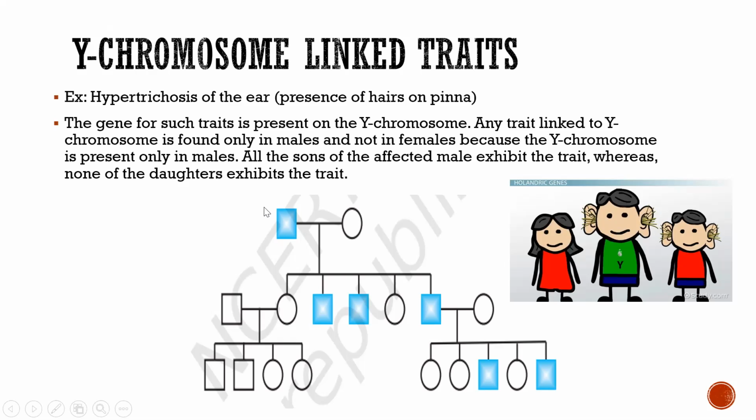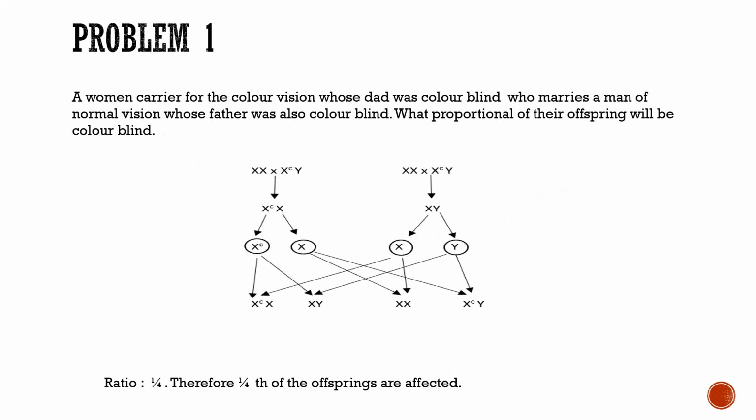So these are the 4 types of conditions through which we'll get to know how pedigree charts are going to help in analyzing any genetic disorders in a family. There are 2 problems by which you'll come to know how we solve problems related to genetic disorders.